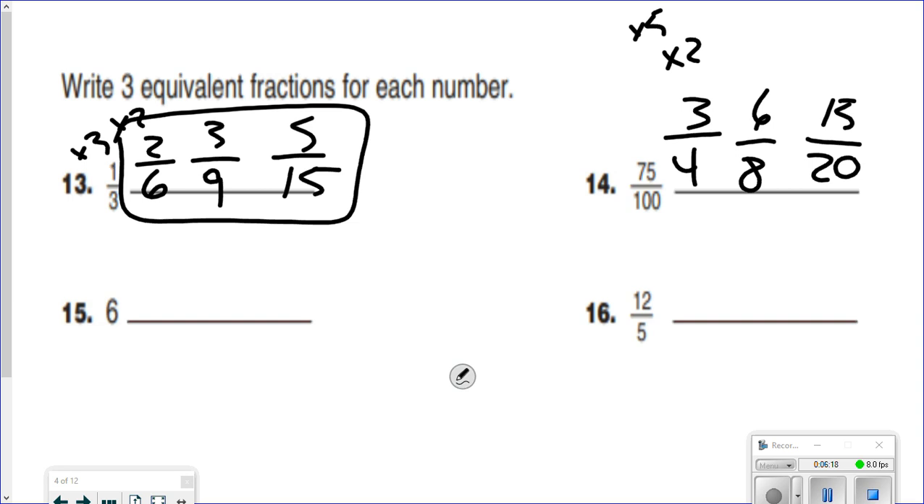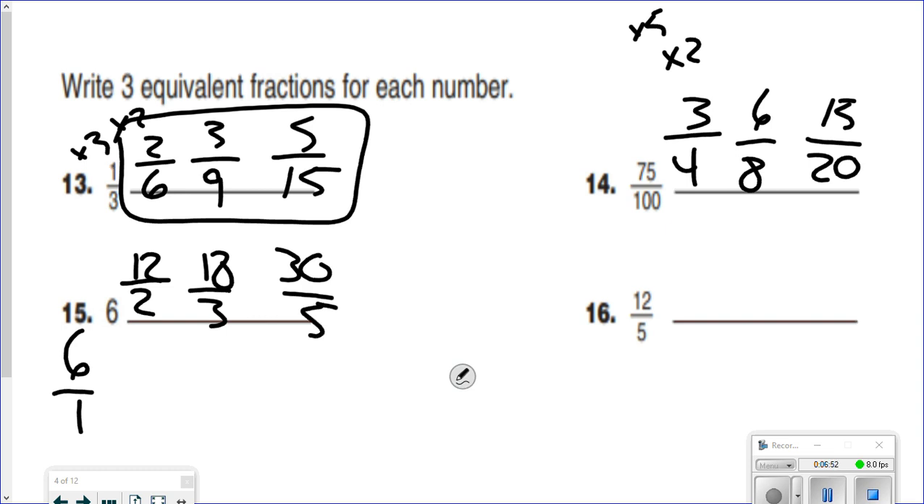Let's move down here. We have the number 6. You're probably wondering, what can I find that's equivalent to the number 6? Well, if I have the number 6 and I want to write it as a fraction, it is 6 over 1. Pretty easy, pretty basic. How do I find another fraction? Let's multiply. What's 6 times 2? It's 12. What's 1 times 2? It's 2. What's 6 times 3? It's 18. What's 1 times 3? It's 3. What's 6 times 5? It's 30. What's 5 times 1? It's 5. All of these equal 6.